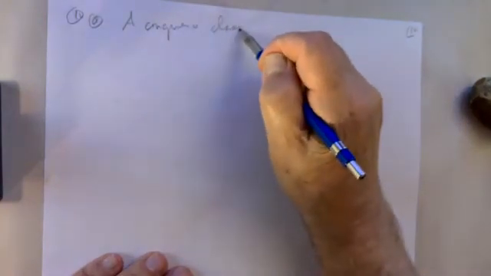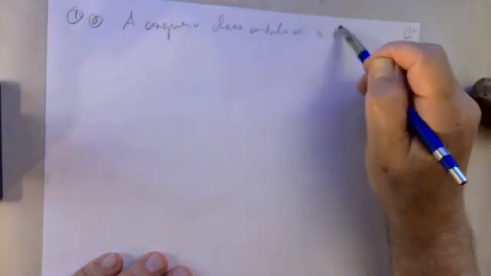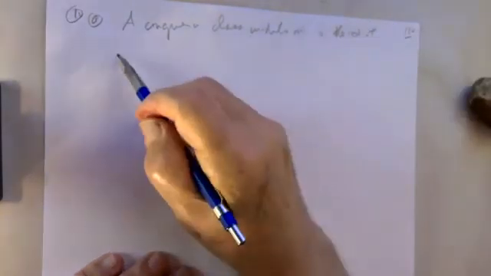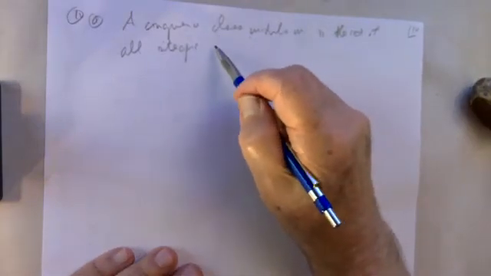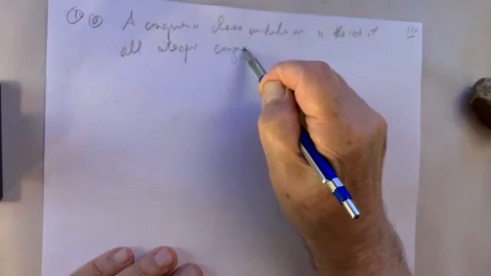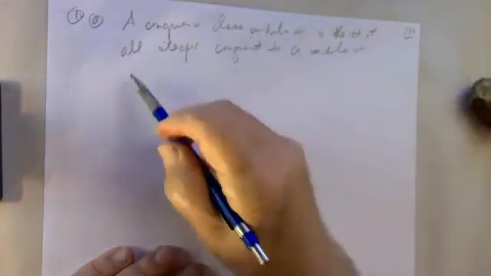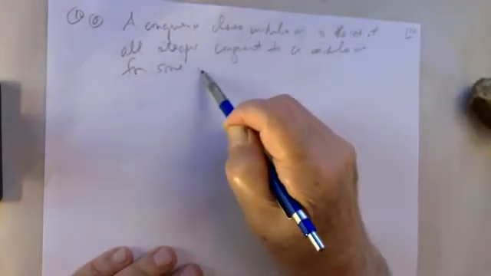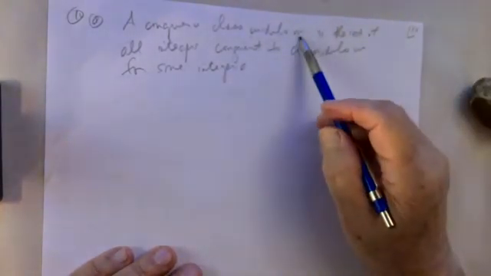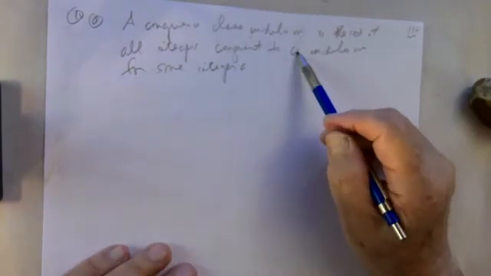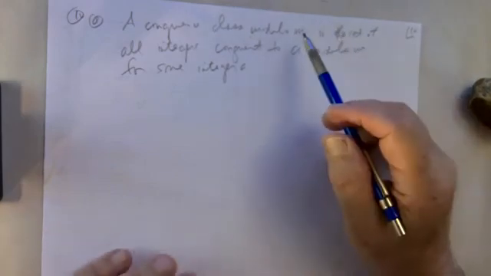The congruence class modulo M is the set of all integers congruent to A modulo M for some integer A. So take any integer. Suppose M is 15 and A is 100,000. The set of all numbers congruent to 100,000 modulo 15 is a congruence class.